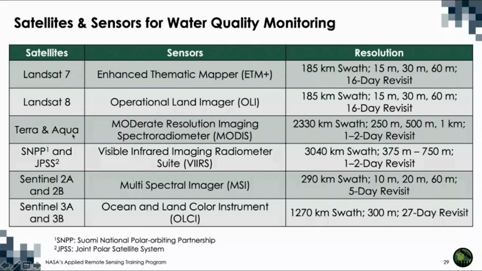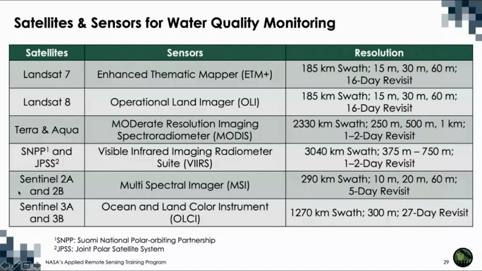Aqua and Terra carry MODIS, and Suomi National Polar Partnership and Joint Polar Satellite System carry the Visible Infrared Imaging Radiometer Suite, VIIRS. Both sensors have much broader swaths, 2330 kilometers for MODIS and 3040 kilometers for VIIRS, respectively. Both have moderate spatial resolution. MODIS has resolution ranging from 250 meters to 1 kilometer, and VIIRS 375 to 750 meters. Both have frequent temporal revisit time of 1 to 2 days.